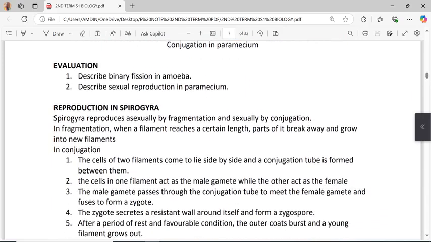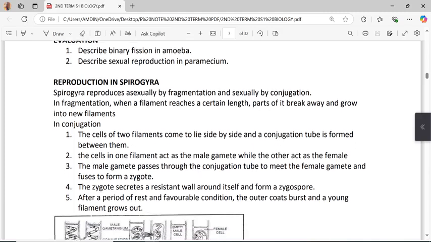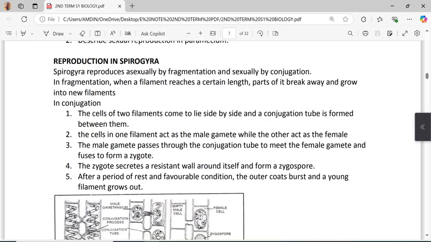Reproduction in spirogyra. Spirogyra reproduces asexually by fragmentation and sexually by conjugation. In fragmentation, when a filament reaches a certain length, part of it breaks away and grows into a new filament.